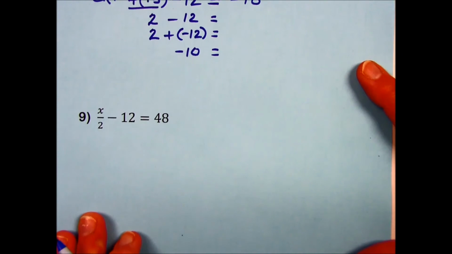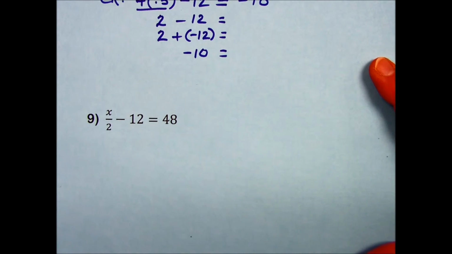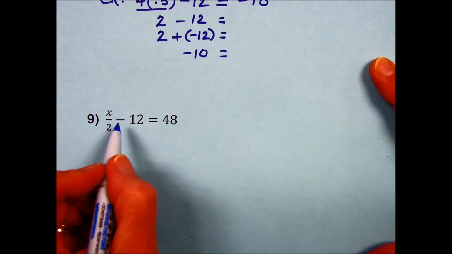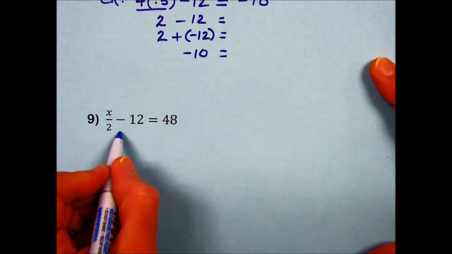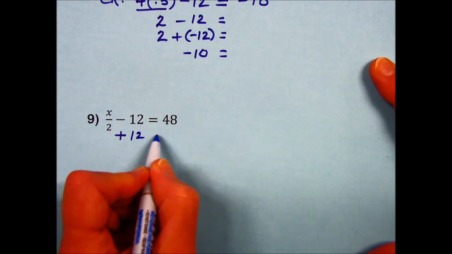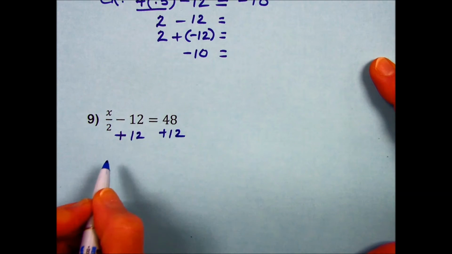In problem number 9, we also have multi-steps. To solve for the variable, peeling away the layers, we're going to undo the last priority from the order of operations, which is a subtraction of 12. The undoing of subtract 12 is to add 12 to both sides, maintaining equality.